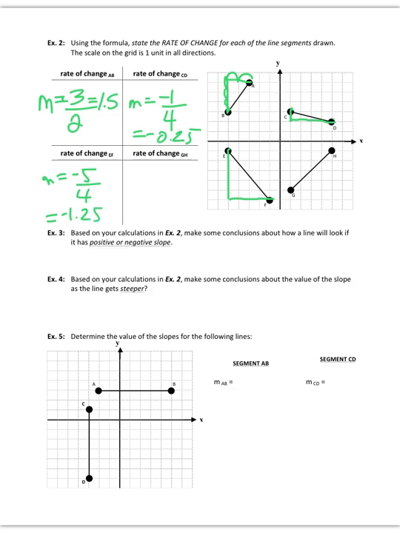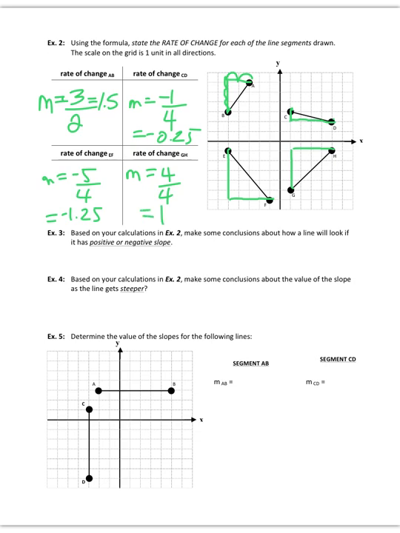The last one, we're going G to H. So this time we're going up, so it's not going to be a negative. It's going to be up 1, 2, 3, 4. So up 4 and over 1, 2, 3, 4. And 4/4 equals 1. So the slope is 1.